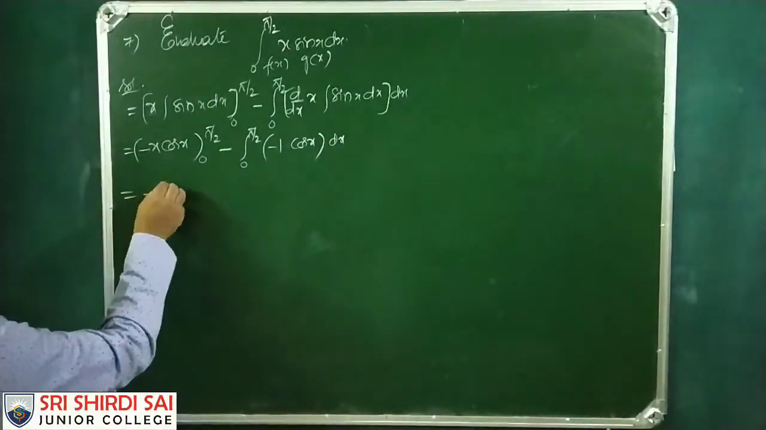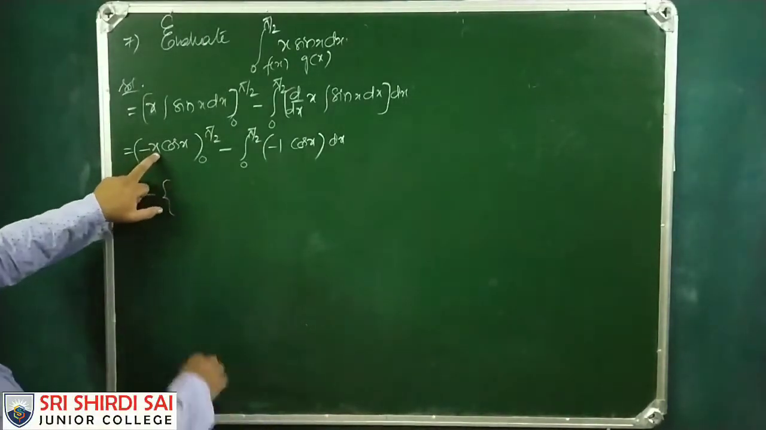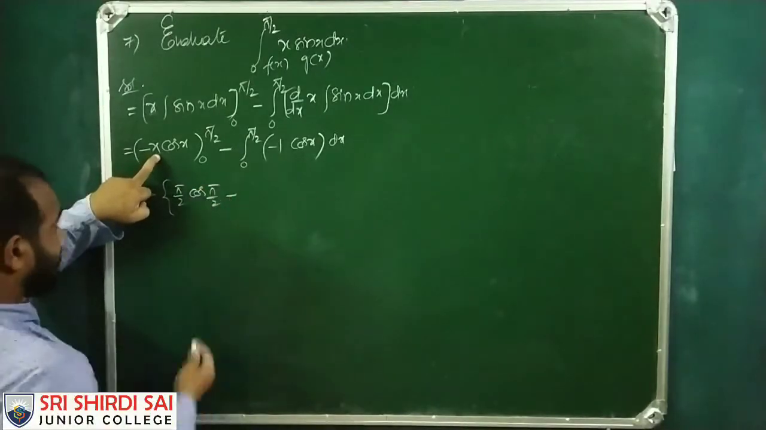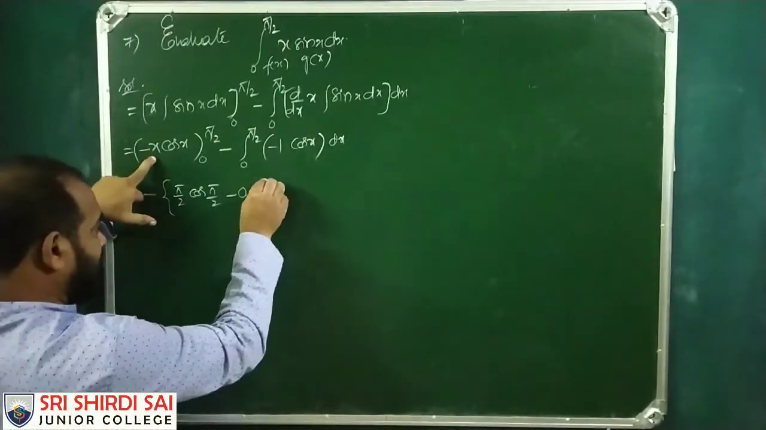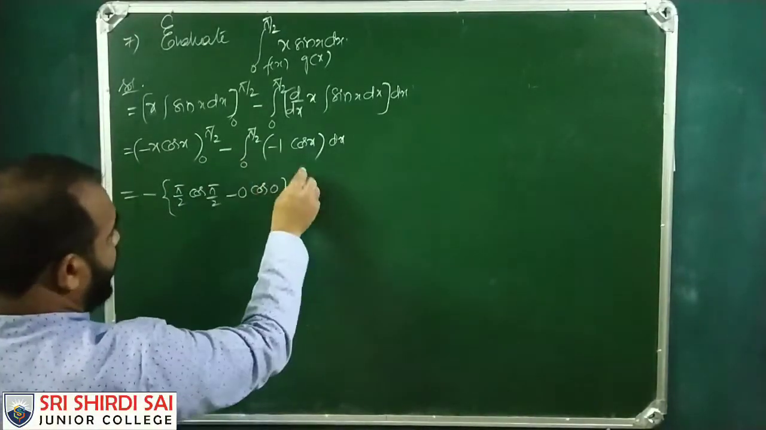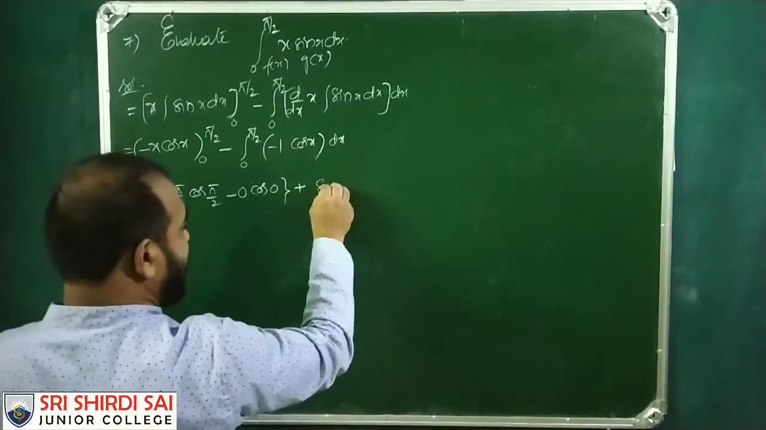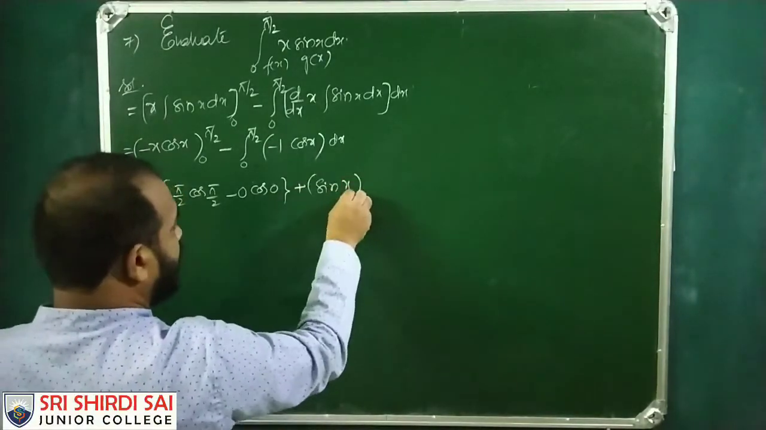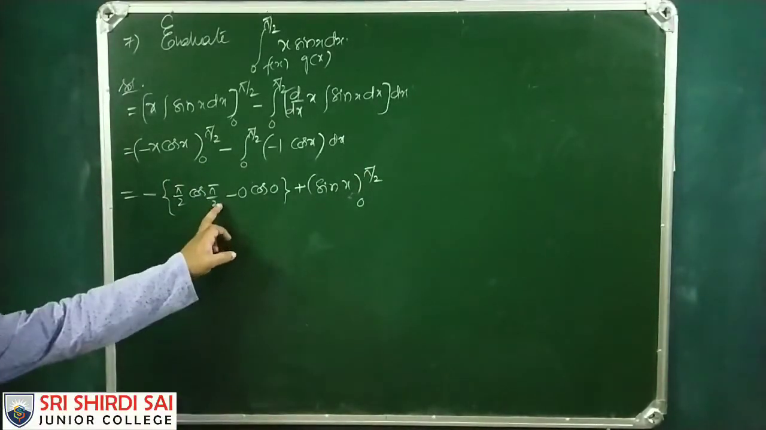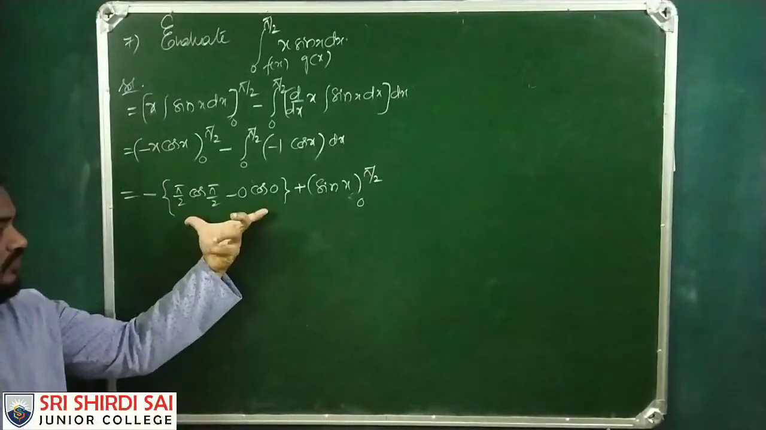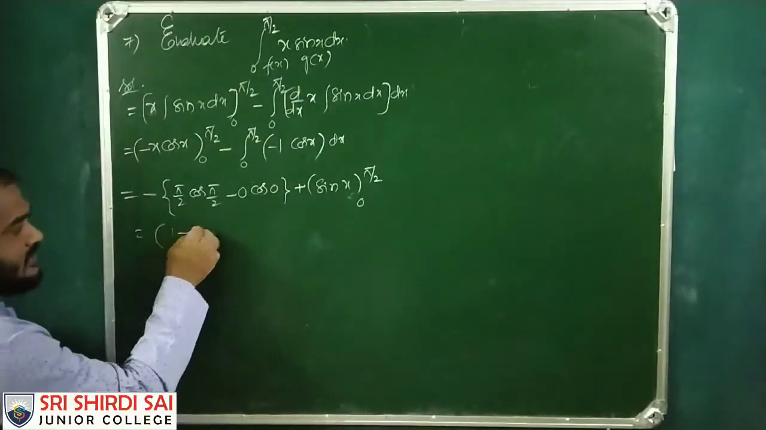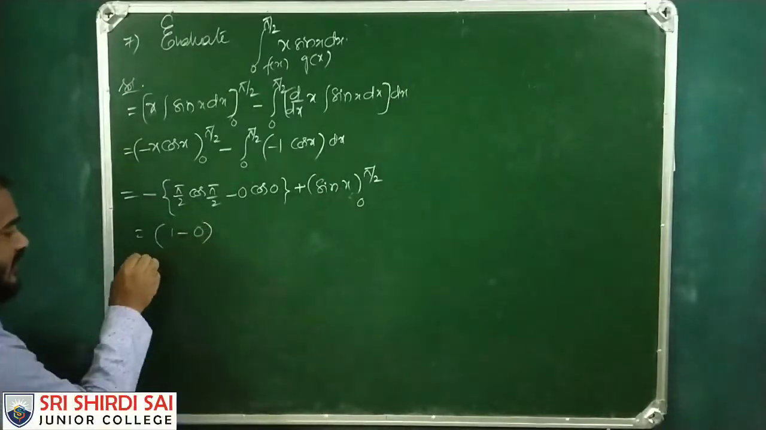This is equals to minus, apply the limits. In the place of x, pi by 2 cos pi by 2, minus x is 0 cos 0, minus into minus plus, integral cos x is sin x from 0 to pi by 2. So cos 90 is 0 into something 0, 0 into something 0, this is 0 totally. So this is sin 90 is 1 minus sin 0 is 0. So answer is 1.